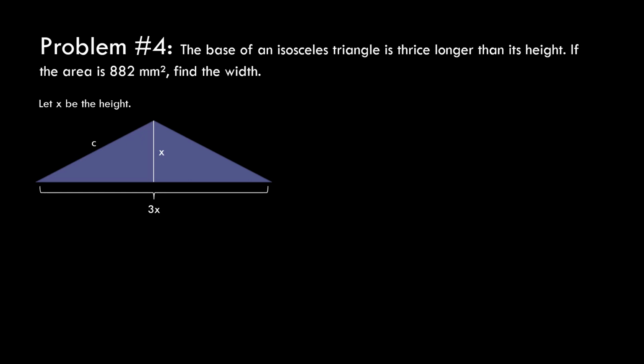And also, we are going to label the width as c. So the given, the area, is 882 millimeters squared. What we are going to find is the width, which is c. And the formula for this problem is A equals 1/2 base times height. So let's proceed with the solution as usual.